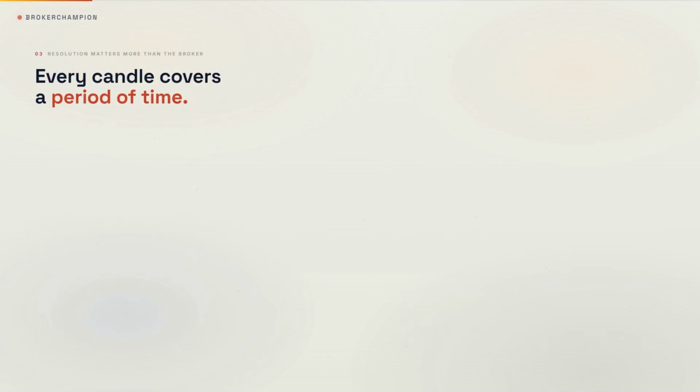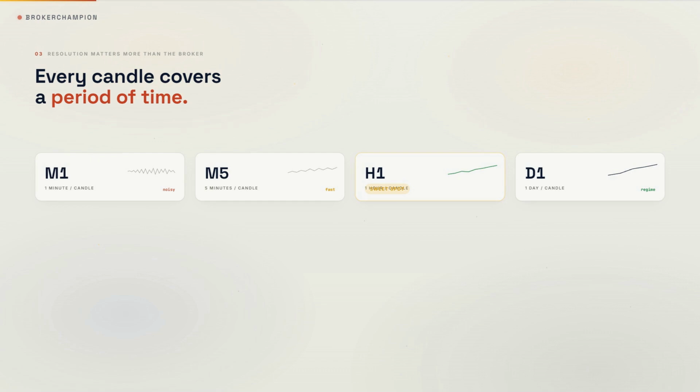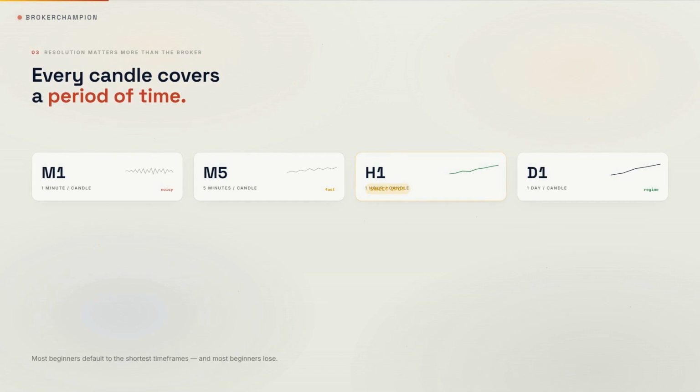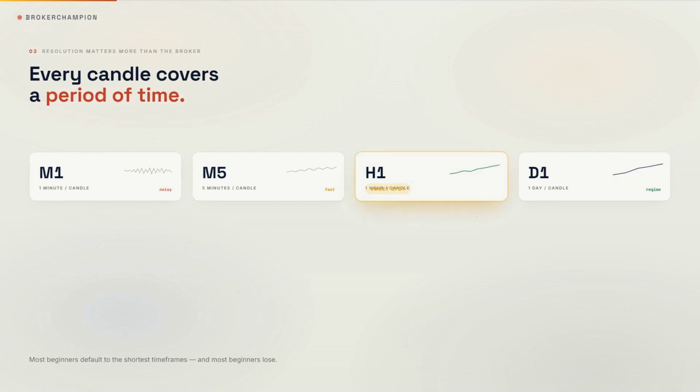Now, the resolution you read these candles at matters more than the broker you trade with. Every candle covers a period of time. M1 is 1 minute per candle. M5 is 5. H1 is 1 hour. D1 is 1 day. Most beginners default to the shortest time frames they can find, and most beginners lose.